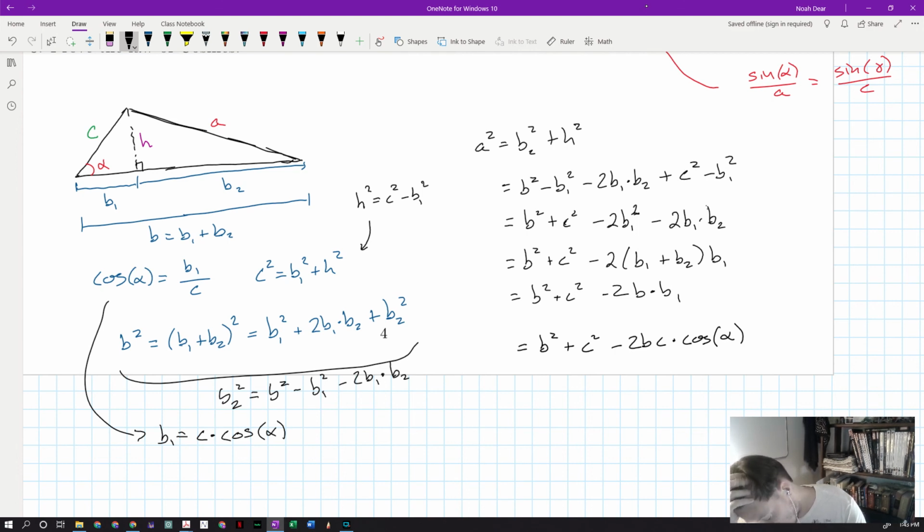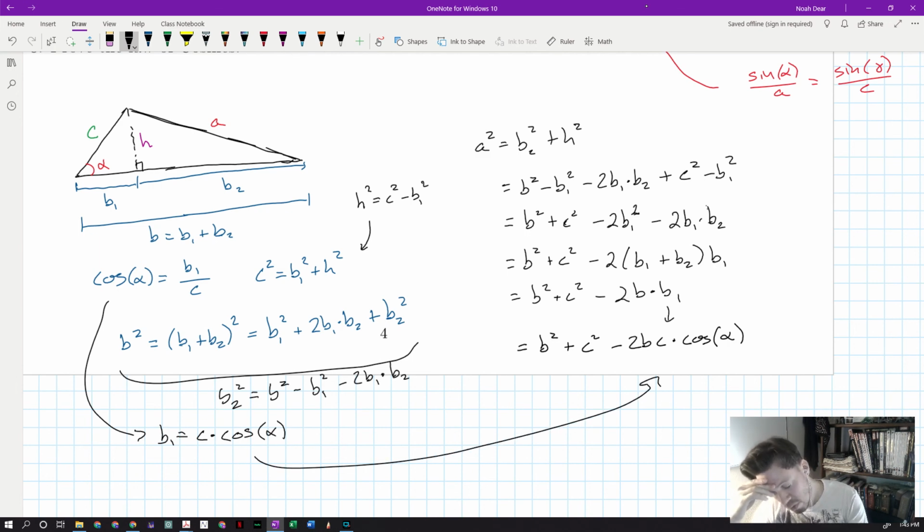And then just a second ago, we said that B1 equals C cosine of alpha. So I replace the B1 with C times cosine of alpha. And we're there. We've now accomplished our goal. We've shown now that A squared, on the top left there, equals B squared plus C squared minus 2 times B times C times cosine of alpha.